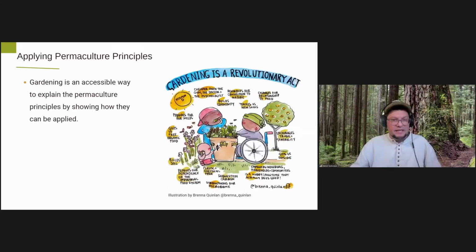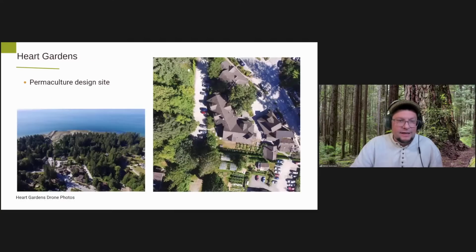So I'm going to share some examples of permaculture principles in action from a community gardening project that I designed and maintained in my tiny village as an accessible and small-scale example of how they can inform decisions and designs. So for about 14 years, I transformed the downtown core of my tiny village into a permaculture demonstration site using permaculture principles.